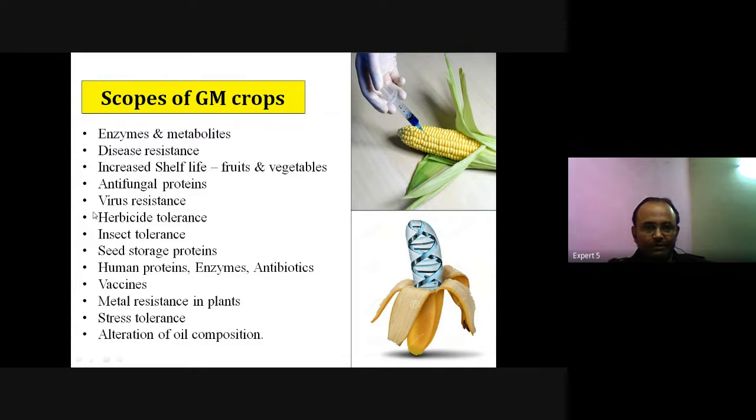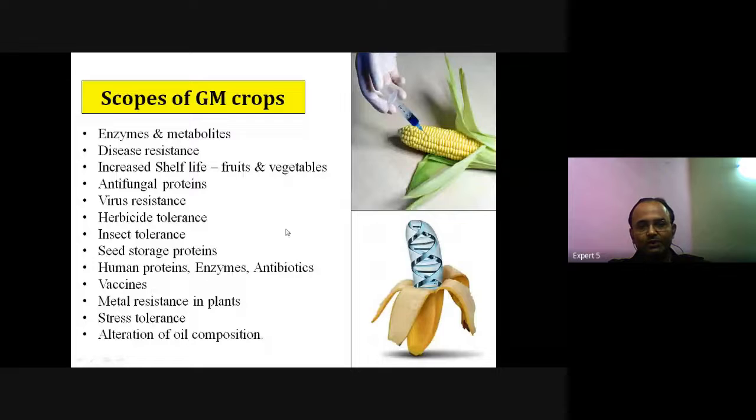Genetically modified crops can also be produced which express antifungal proteins, and these proteins inhibit fungal pathogens. They are also used for virus resistance, herbicide and insect tolerance, as well as for bioreactor or biofarming purposes. This means they can produce human proteins, enzymes, and different types of antibiotics, as well as vaccines, which are used for vaccination purposes.